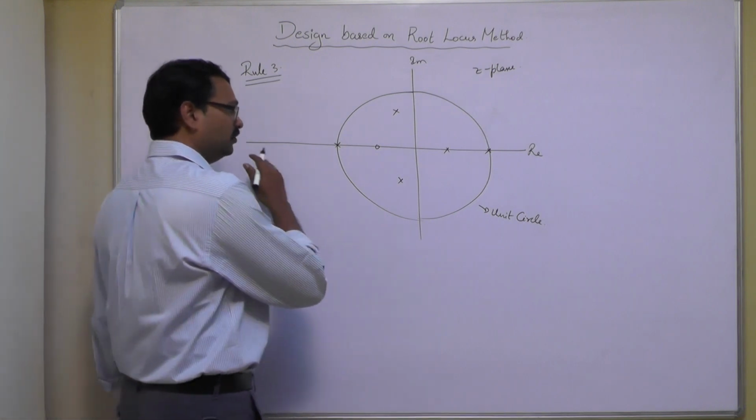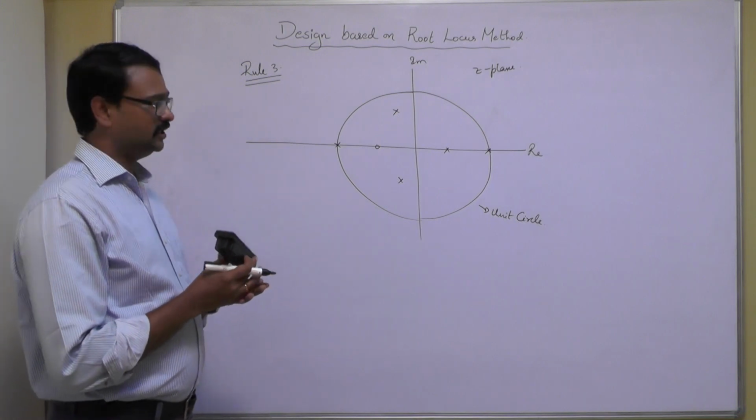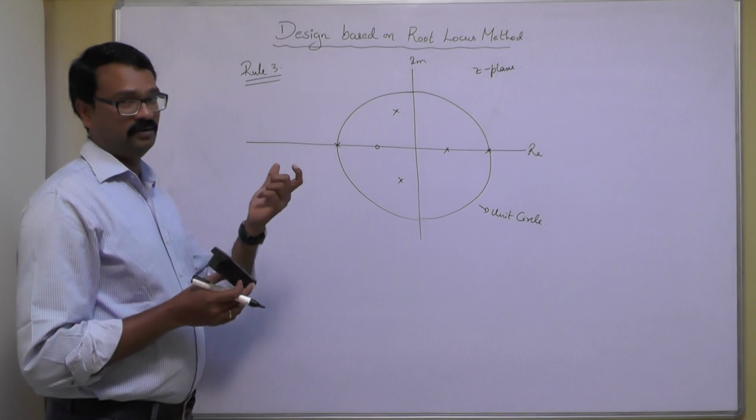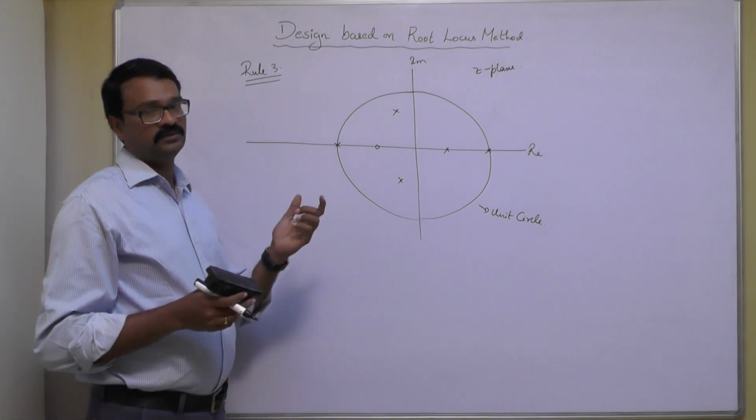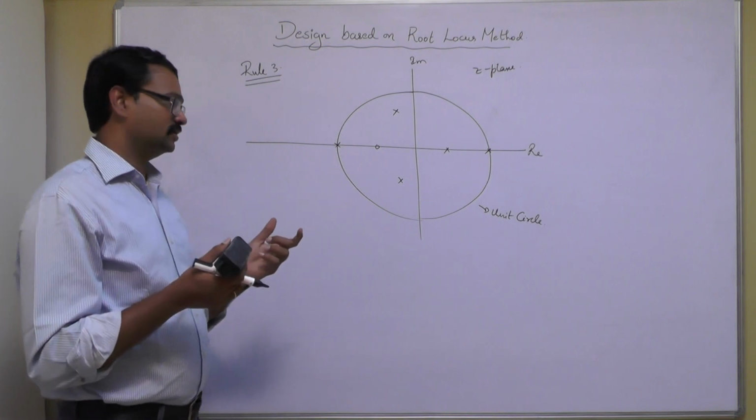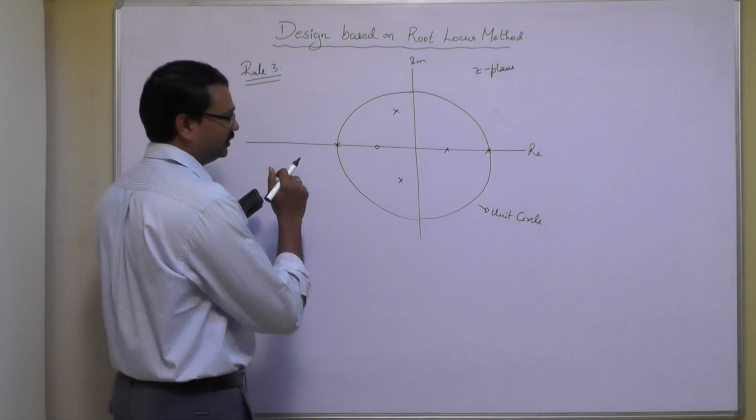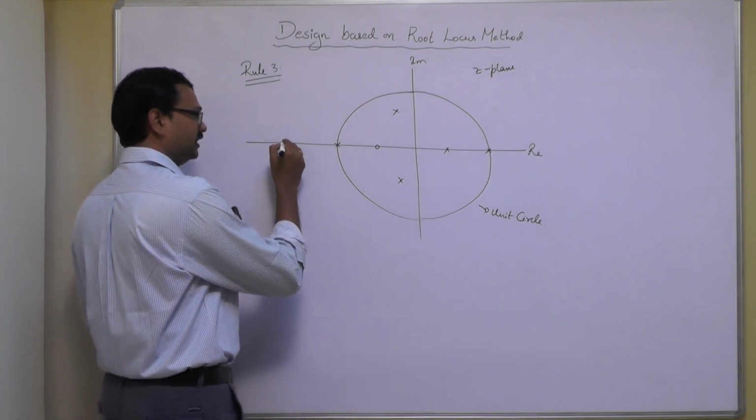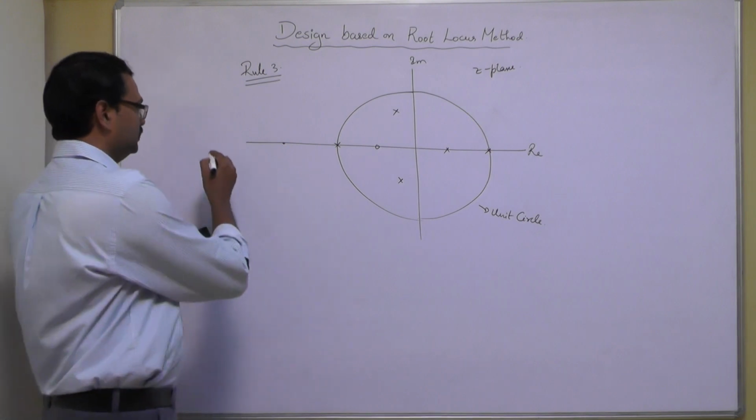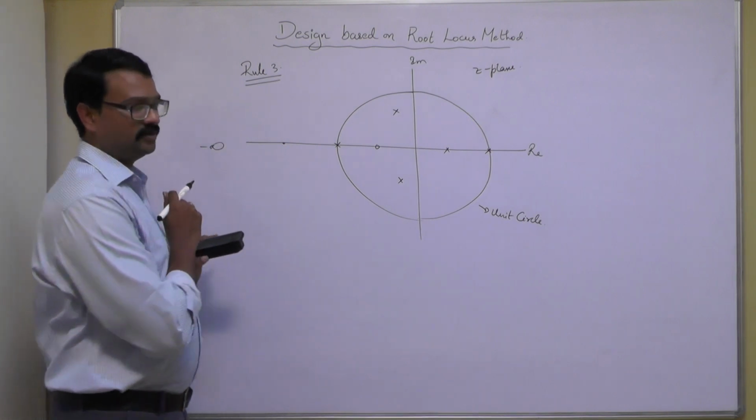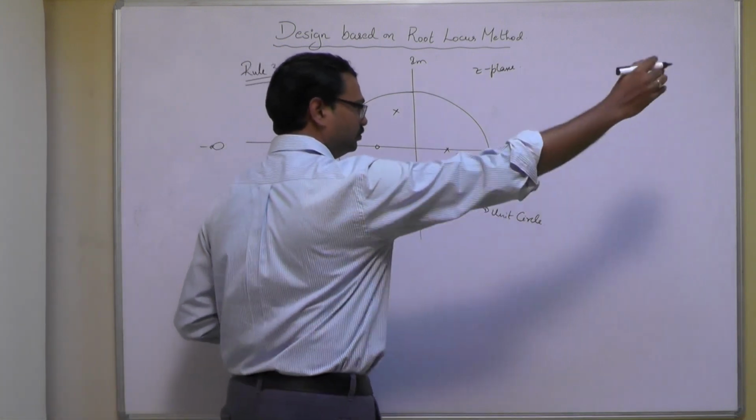Now Rule 3 says: what is the portion of the real axis? The entire real axis doesn't lie on the root locus, right? It is the portion of the real axis that is lying on the root locus. So what is this portion? We will have to find out. Take any test point anywhere on the system. This is the real axis, which is coming from minus infinity to 0 and 0 to plus infinity.